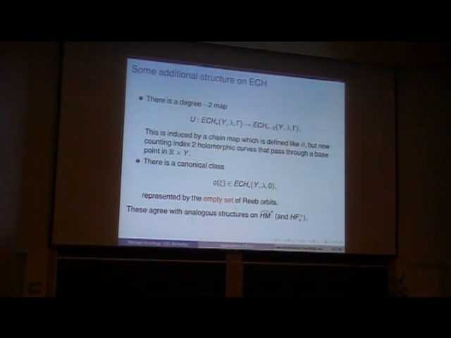And that agrees with U maps on Seiberg-Witten Floer homology, and I think also with Heegaard Floer homology. And there's also a canonical class in ECH. So the empty set of Reeb orbits is a chain complex generator. And because of the conditions on the almost complex structure, any holomorphic curve that you're counting has to have at least one positive end, which means the differential of the empty set of Reeb orbits is 0. So it's a cycle in the chain complex, and so it determines this class, which is known as the contact invariant. And that agrees with the contact invariant in Seiberg-Witten Floer and Heegaard Floer homology.